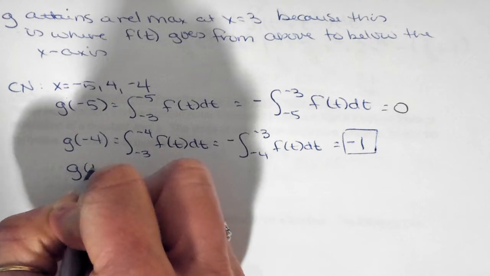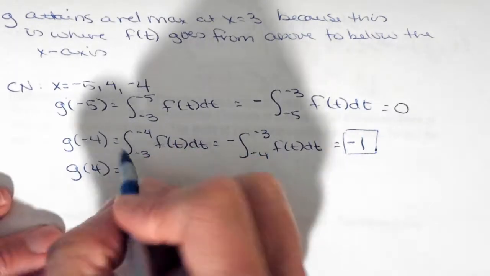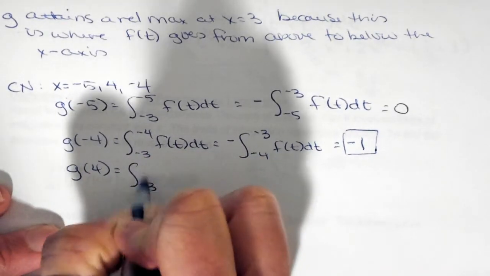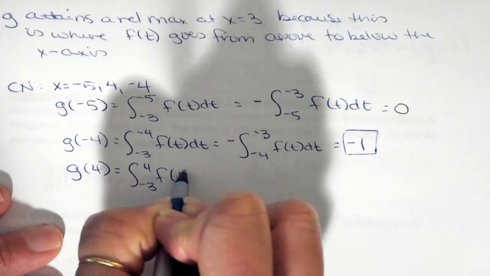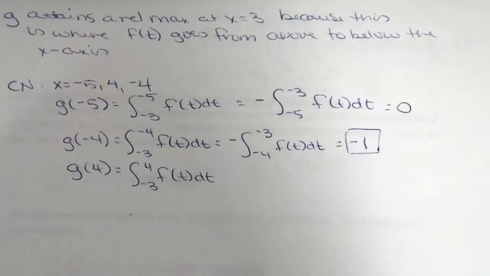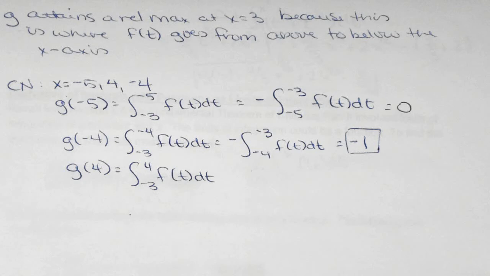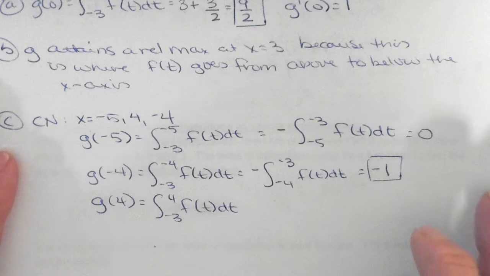We need to find G of 4. All right. So we're finding the integral from -3 to 4 of f of t dt. First of all, are the bounds okay? They look bounded. They look okay, right? I don't need to change anything? Yeah. All right. So now what I need to do is take a look at what do I have from -3 to 4. So we're going to go to the top here.